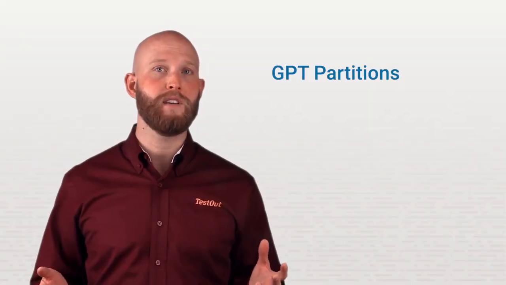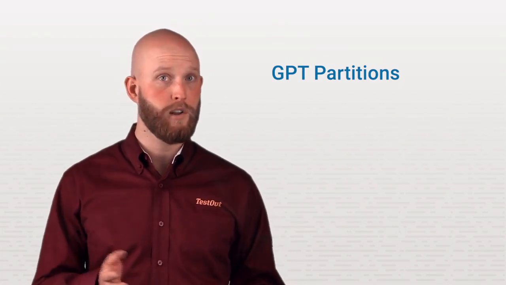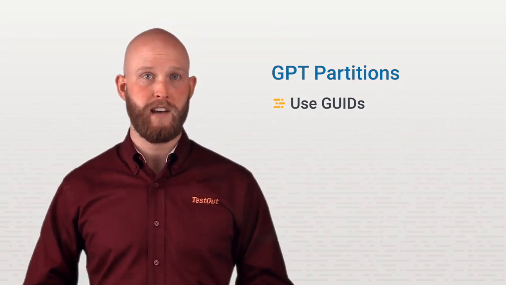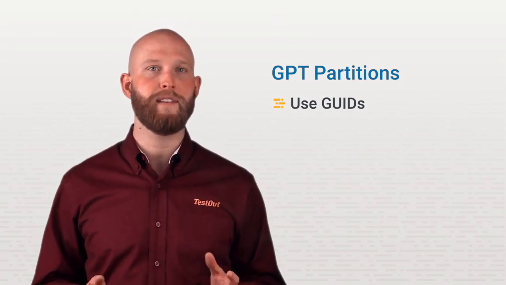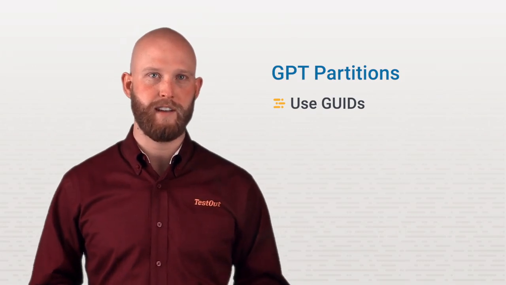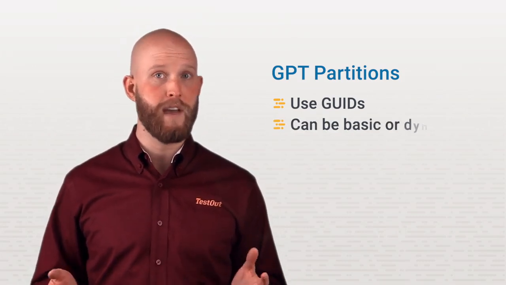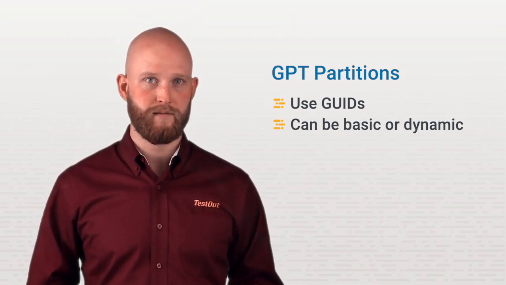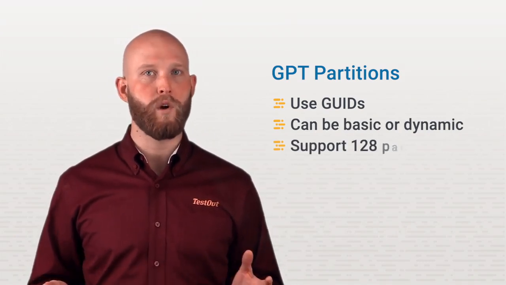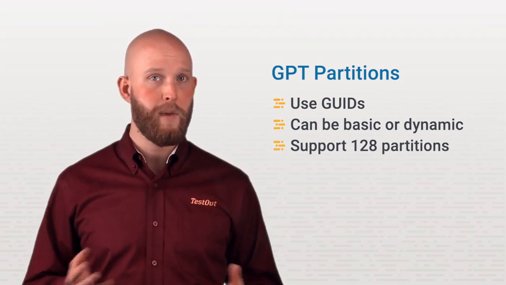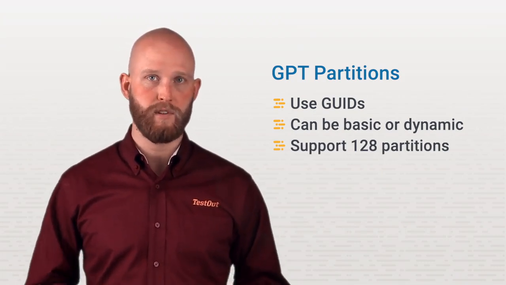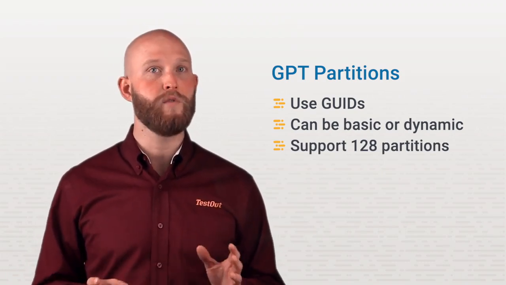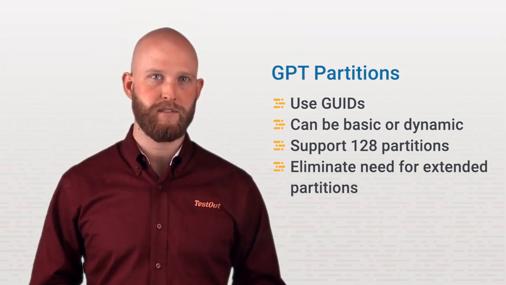So, how does GPT compare with MBR partitions? Let's look at both of their characteristics. GUIDs are used to identify partition types. This provides a way to independently identify and reference partitions and disks. A GPT disk can be basic or dynamic, just like an MBR disk can be basic or dynamic. GPT disks also support up to 128 partitions depending on space allocated for the partition table, instead of the 4 primary partitions limited to MBR. There is no need for extended and logical partitions.